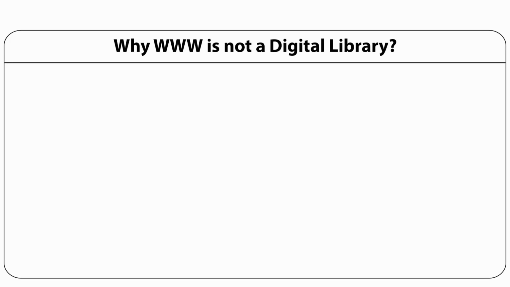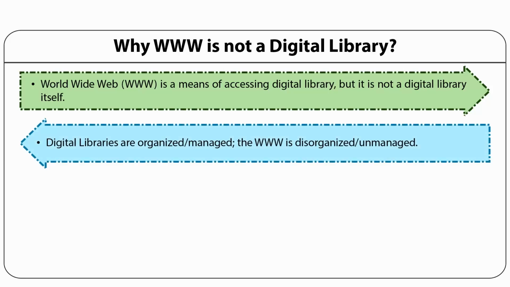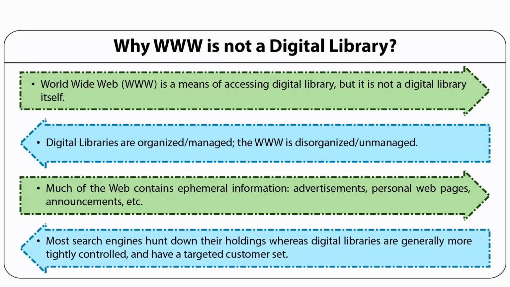Let's now examine why the World Wide Web is not a digital library. The World Wide Web is a means to access a digital library, but it is not a digital library in itself. Digital libraries are organized and managed collections of resources. On the contrary, the World Wide Web is disorganized and unmanaged. Much of the web contains ephemeral information, advertisements, personal web pages, announcements, etc. Most search engines hunt down their holdings from different websites across the globe, whereas digital libraries are generally more tightly controlled and have a targeted customer set.